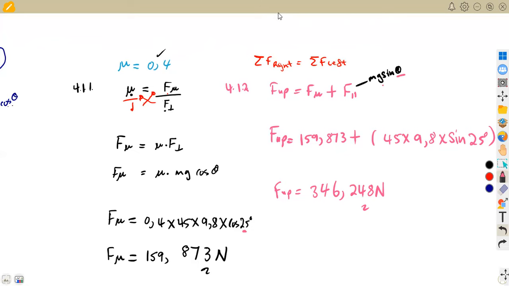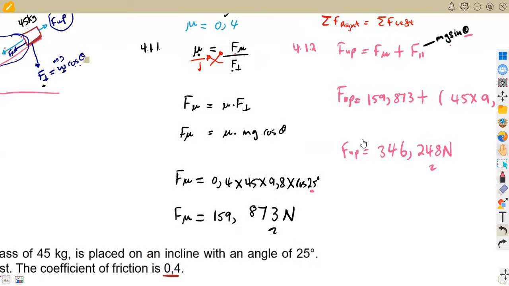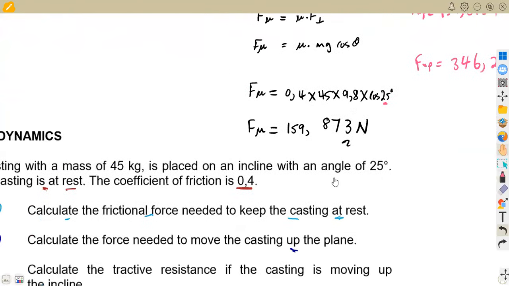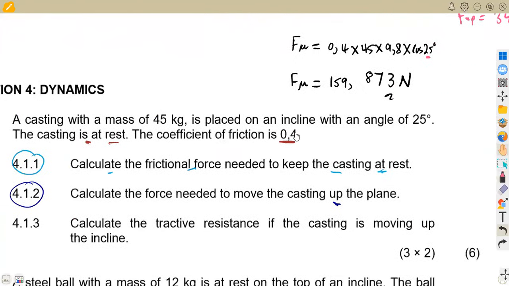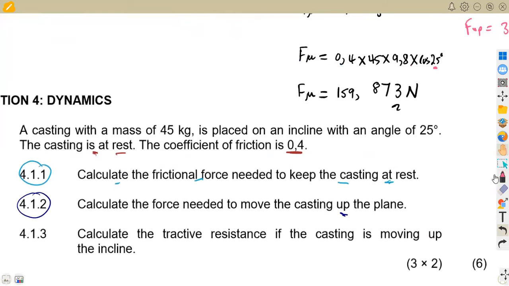Your diagram must also help you to answer these typical questions, also with the help of the formula sheet that you'll be given. On the other part, on question 4.13, we are now asked to calculate the tractive resistance if the casting is moving up, meaning the tractive resistance when the casting is moving up the plane, which means we are talking about the F up being included in this case.